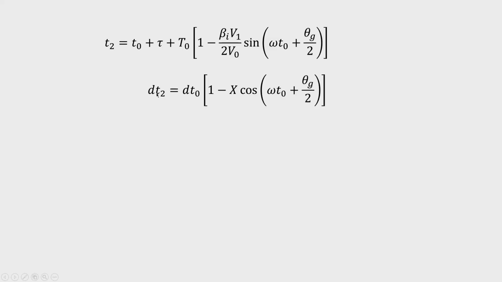Therefore, we can write d T 2 is equal to, if we differentiate with respect to T naught, d T naught into 1 minus x cos omega T naught plus theta g by 2. This we obtain by differentiating this T 2 expression with respect to T naught.